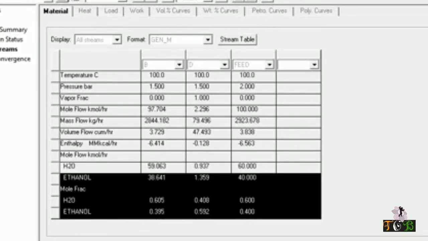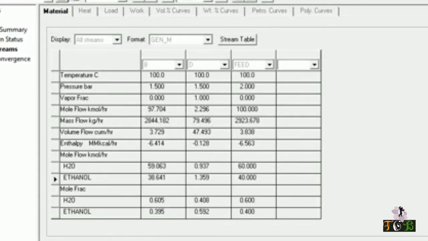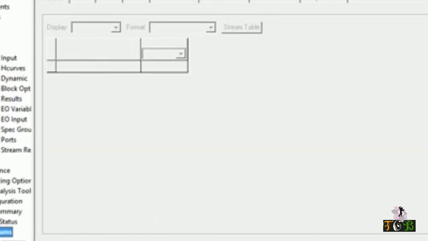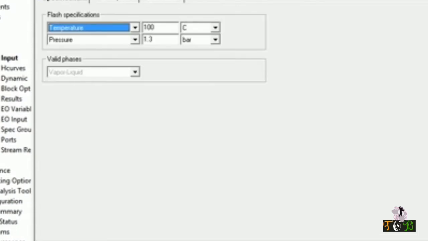Okay, so here are our results, and you see that the mole fraction of ethanol in our feed was 0.4, and in the distillate we have 0.59 mole fraction. That means our vapor is rich in MVC, but you can see the amount is very low, only 2.2 moles out of 100. So we see that the amount is very low.